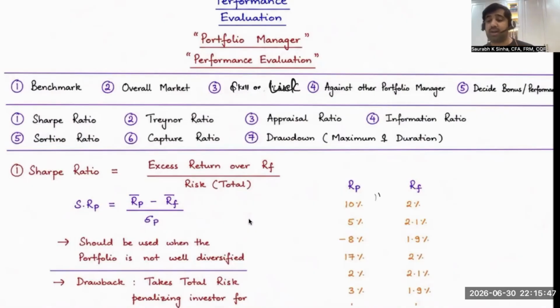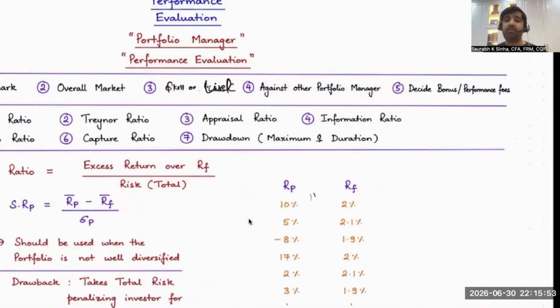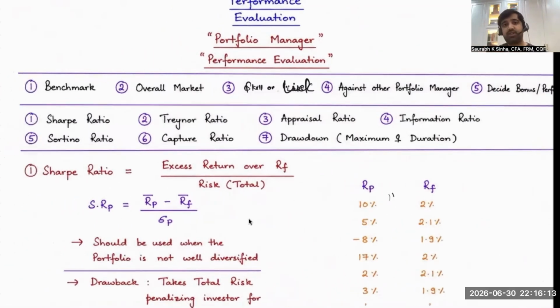We are trying to understand if the portfolio manager's performance is better than other portfolio managers. We also want to understand what the payout of the portfolio manager should be, which is the bonuses or the performance fees. For that, we evaluate the performance of the portfolio manager, because of these four to five reasons. In the last session, we discussed the Sharpe ratio, Treynor ratio, information ratio, and Sortino ratio. Today we'll start the discussion with the capture ratio, then we'll move to drawdowns and then the appraisal ratio, and that will end the discussion of the ratios and the drawdown.